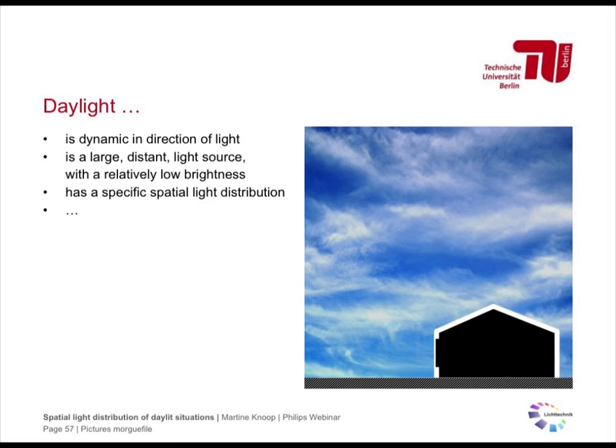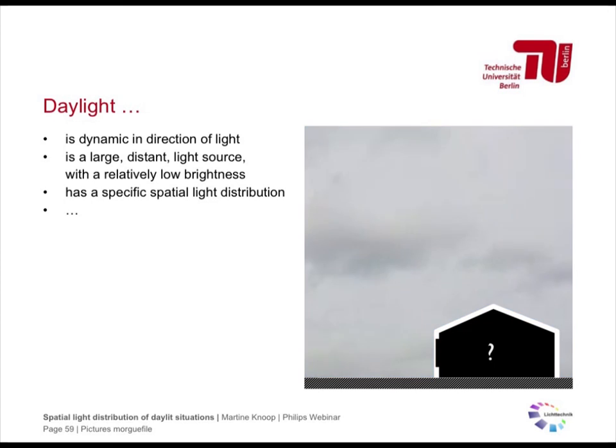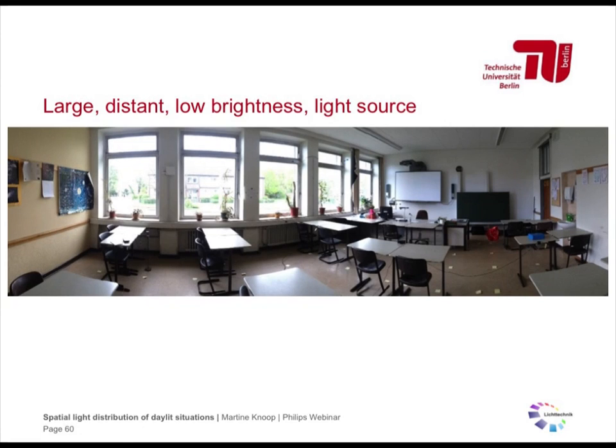But there are a number of characteristics that I would like to address in this webinar and discuss in more detail in the following slides. The light source is dynamic in direction of light. It's a large light source, and it provides the room with a specific spatial distribution. If we start with the light source in general, this is a big light source, as you can see on this picture. Most of the time, these light sources from outside have a fairly low brightness, something between 6,000, 7,000 candelas per square meter.